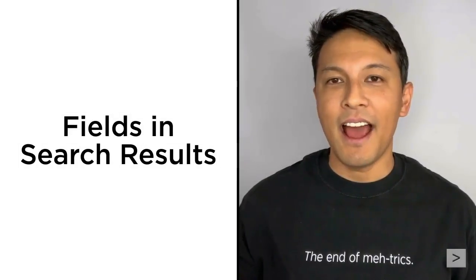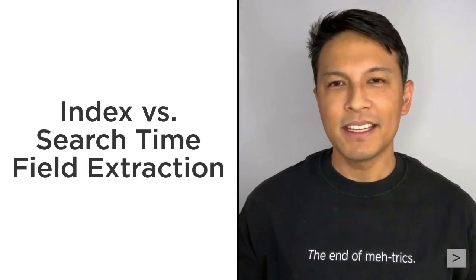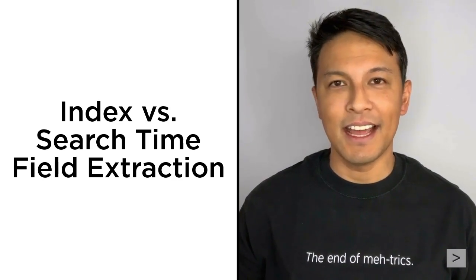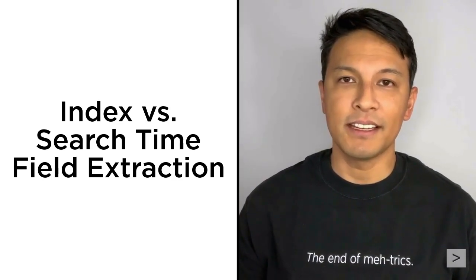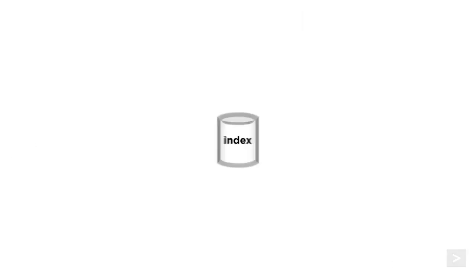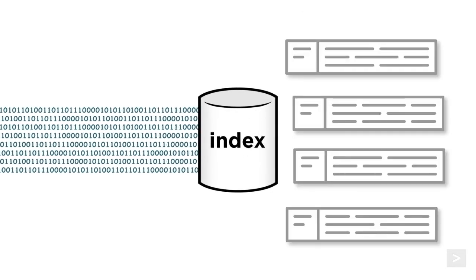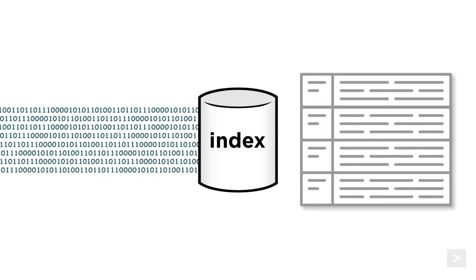Let's take a look at how Splunk returns fields in search results. We've mentioned that some fields are extracted at index time, while others are extracted at search time. But what does that really mean? When Splunk ingests data into the index, a select number of fields are automatically extracted.